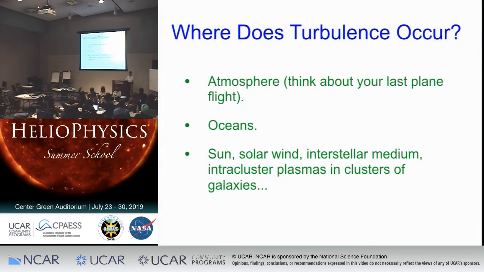All right, where does turbulence occur? Atmosphere, for those of you who, like me, flew in last night, and there was a big thunderstorm over Denver, you probably felt the turbulence on your plane flight. Also in oceans, you have turbulence. In the sun, the convection that I was describing earlier. The solar wind is turbulent, the interstellar medium. Intracluster plasmas in clusters of galaxies. Actually almost ubiquitously in the universe, we have turbulent plasmas, actually turbulent magnetized plasmas. So turbulence occurs all over the place.